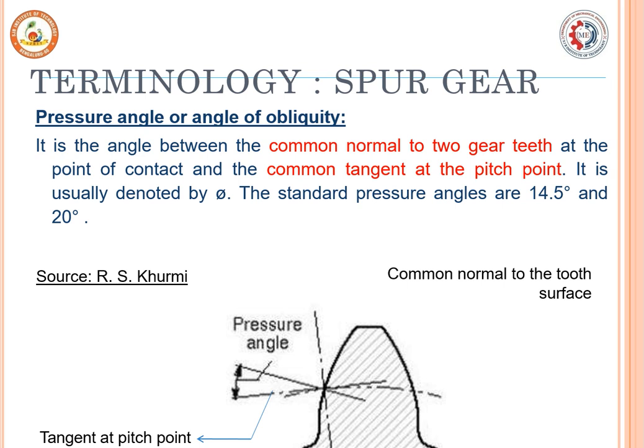So terminology of the spur gear. Here it is the pressure angle, also known as angle of obliquity. It is the angle between the common normal to two gear teeth at the point of contact and the common tangent at the pitch point. It is usually denoted by phi. The standard pressure angles for the spur gear are 14.5 degree and 20 degree. When the gears mate, both gears must have the same pressure angle.